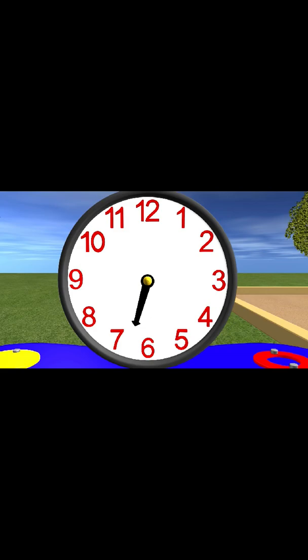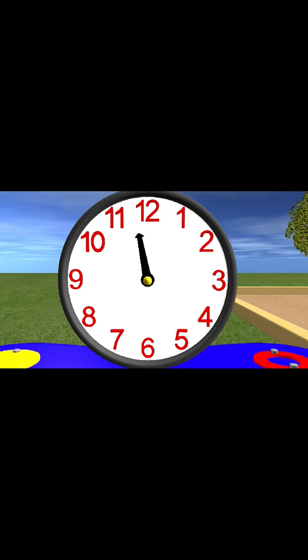Let's try one more. Right now the hour hand is between the 11 and the 12. So is this 11 o'clock or 12 o'clock? It is still 11 o'clock. It will not be 12 o'clock until the hour hand points right at the 12. Good job, guys.